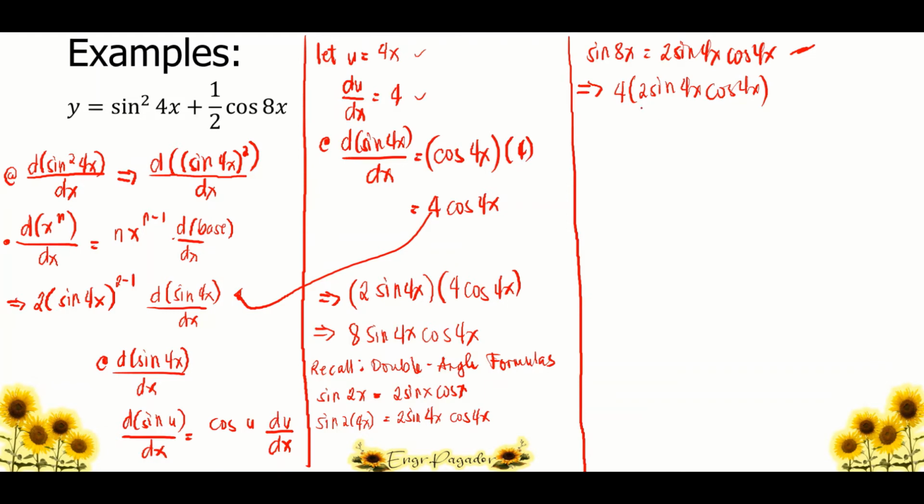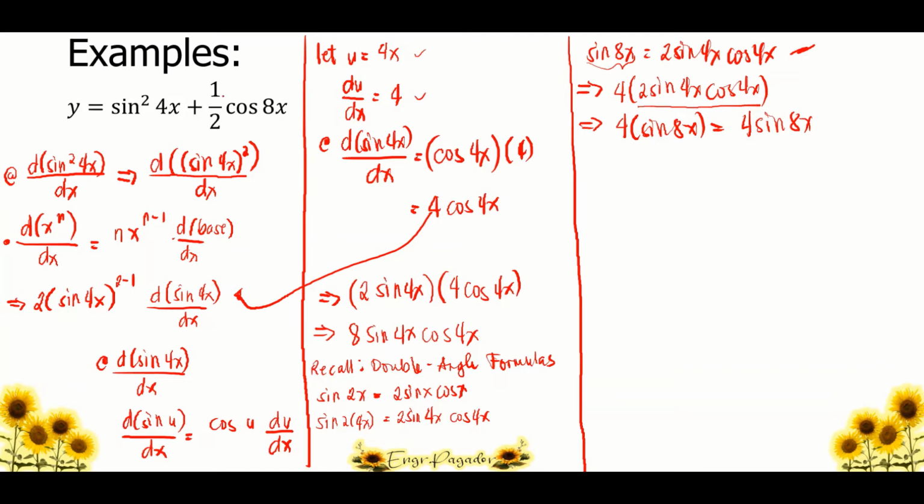Okay, so this part, let's substitute sine 8x. So, the answer for the differentiation of the first function will be 4 times sine 8x. And simplifying this one, it becomes 4 sine 8x. This is now the differentiation of our first function.